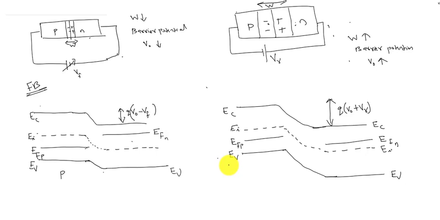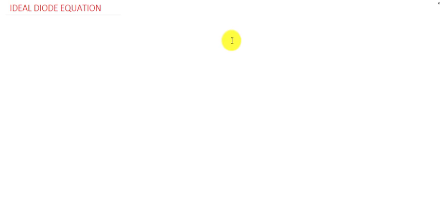Next, we will study an important topic in solid state devices, that is the ideal diode equation. We can derive the ideal diode equation from the concepts we have already studied in the first and second modules. So we are going to derive the ideal diode equation, and some approximations are used in this derivation, and we can start deriving the equation.